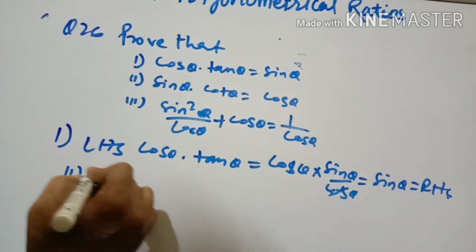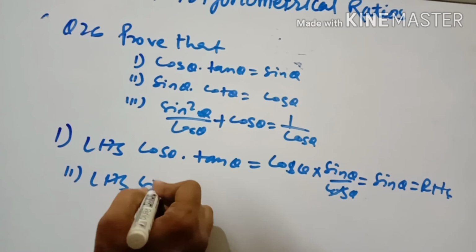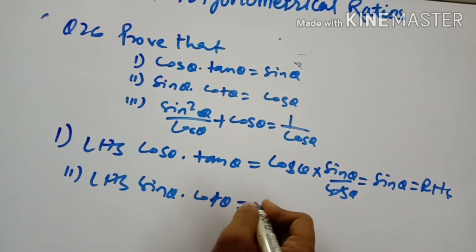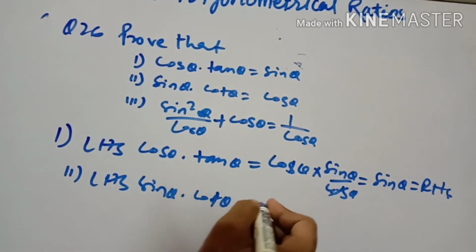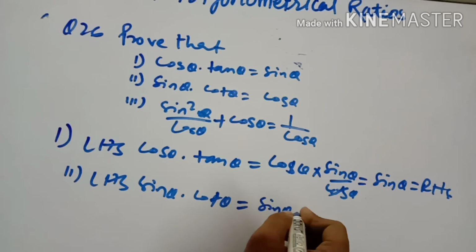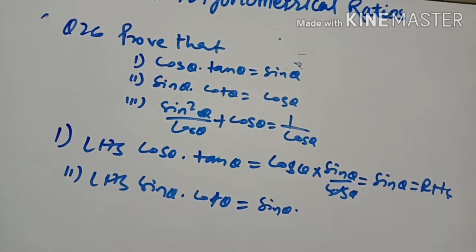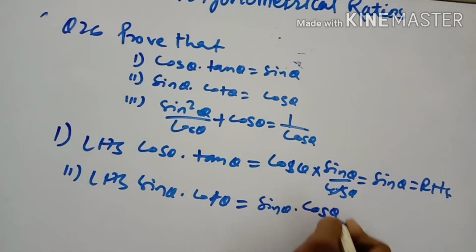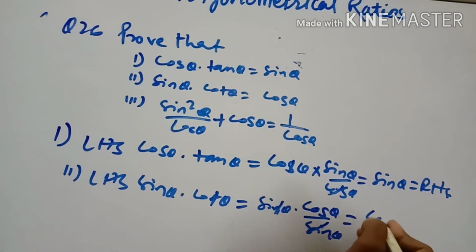Okay. Number 2, LHS is given sin theta into cot theta. So sin theta remains the same, and cot I can write as cos theta by sin theta. Okay, sin cancel, this is your cos theta, this is your right hand side.